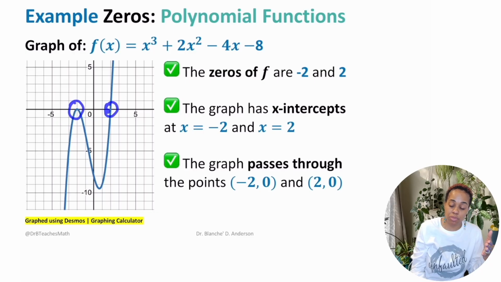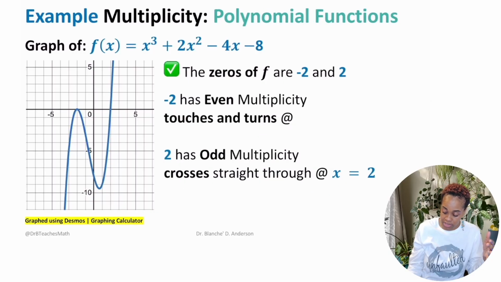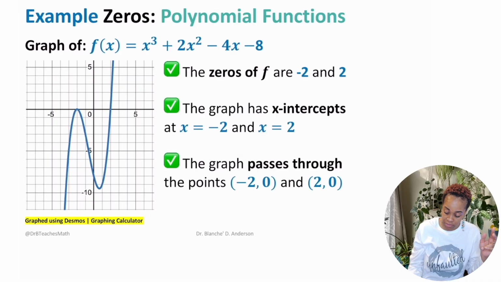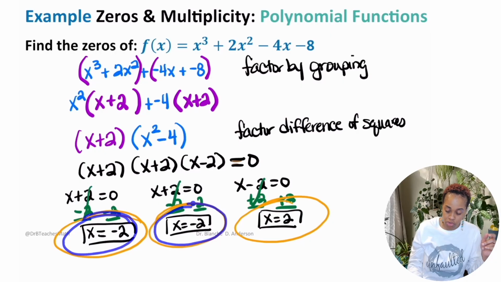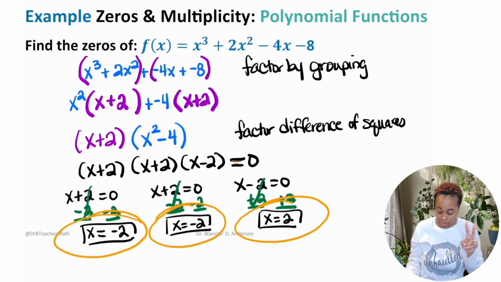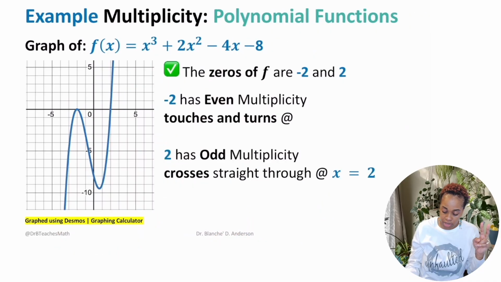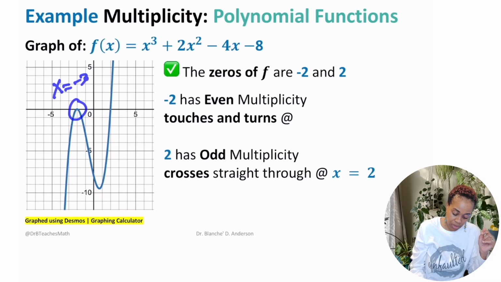Remember when we were talking about multiplicity? The multiplicity of zeros tells you whether you touch that 0 and turn around or if you cross straight through it. So let's look at the multiplicities. These were our zeros, right? -2 has an even multiplicity. Why? Because it showed up 2 times. Let me go back. See, -2 showed up twice. That's an even multiplicity, and 2 showed up once. So that means at x equals -2, the graph is going to touch it and turn around.